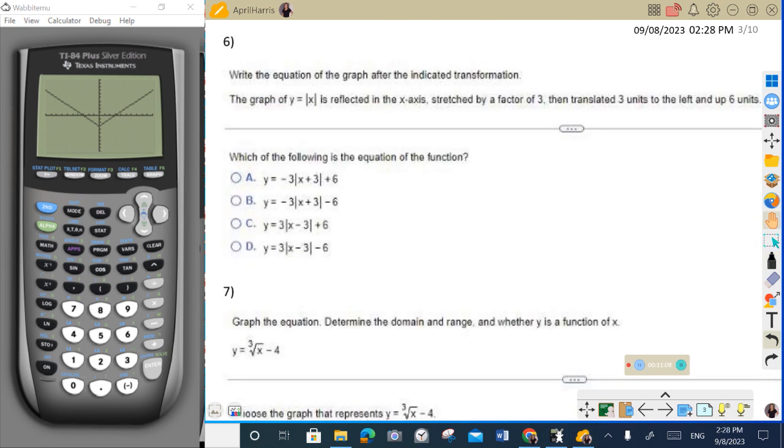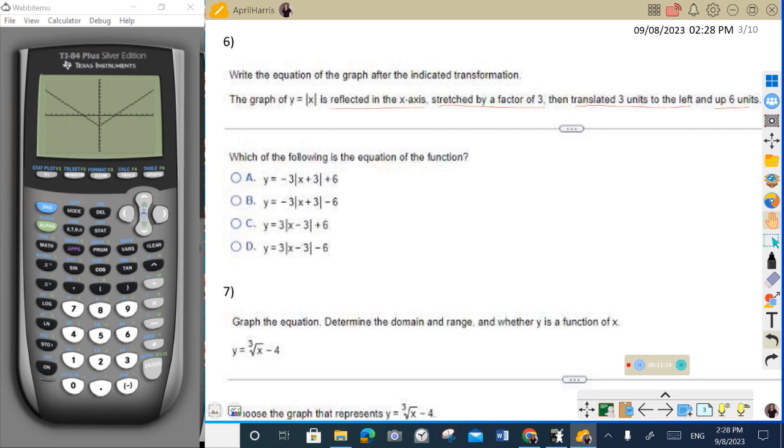So number 6 says, write the equation of the graph after the indicated transformation. The graph of y equals the absolute value of x. All right, so we have a reflection in the x-axis. Some people say on. We have a stretch by a factor of 3, okay? And then we have translated 3 units to the left and up 6. We are doing the most.